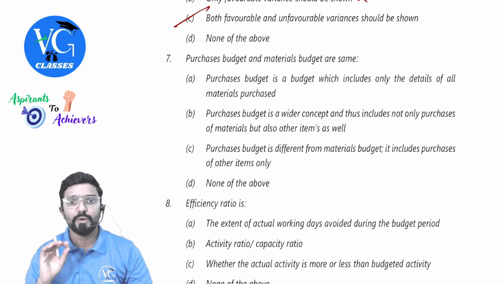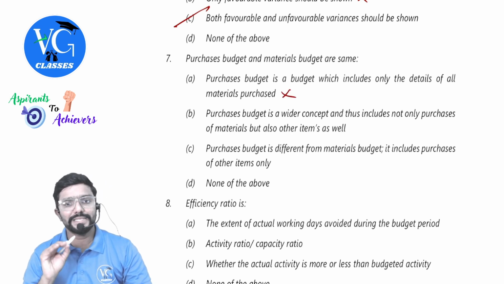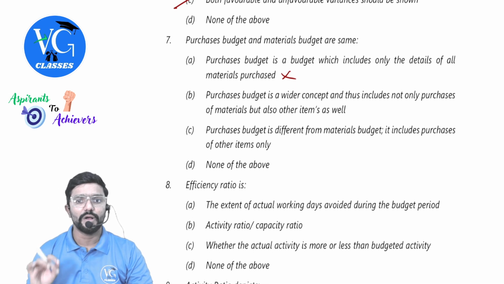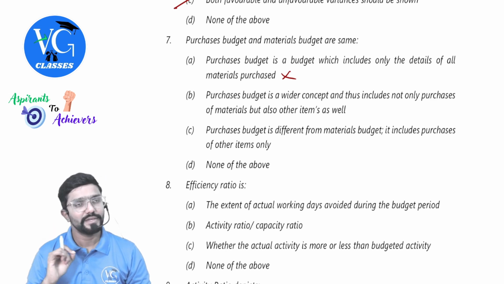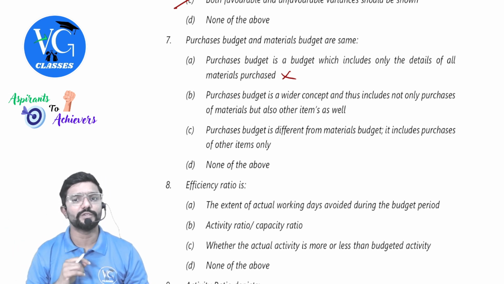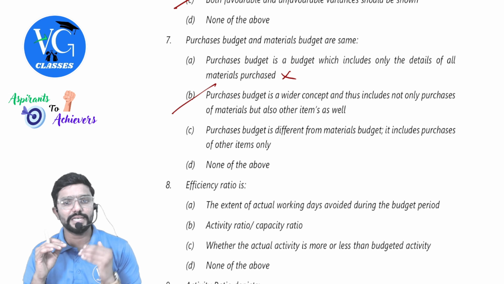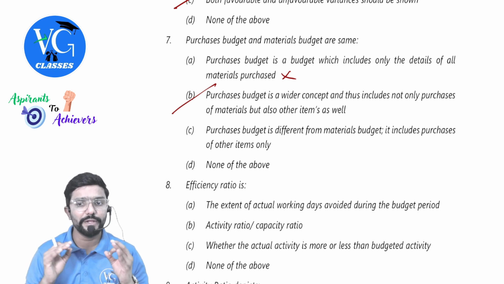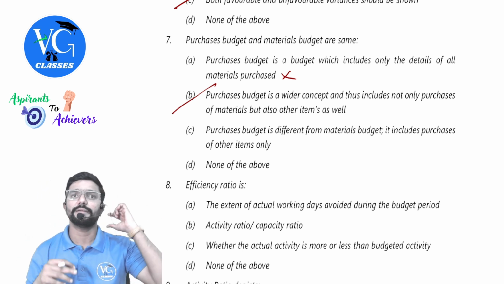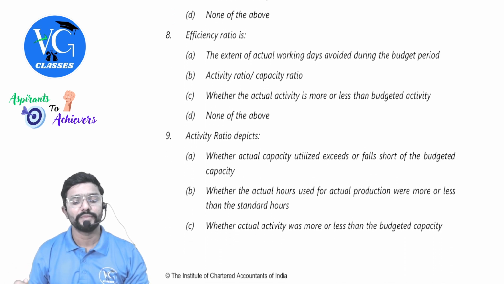Purchase budget is a budget which includes only the details of material purchased. No. Purchase budget is a wider concept and thus includes not only purchases of materials, also other items as well. Is it correct? Yes, sir. Coming to the other one. Purchase budget is different from material budget. It includes only purchase of other items. No. It will include material as well as other items. So the answer is B here.